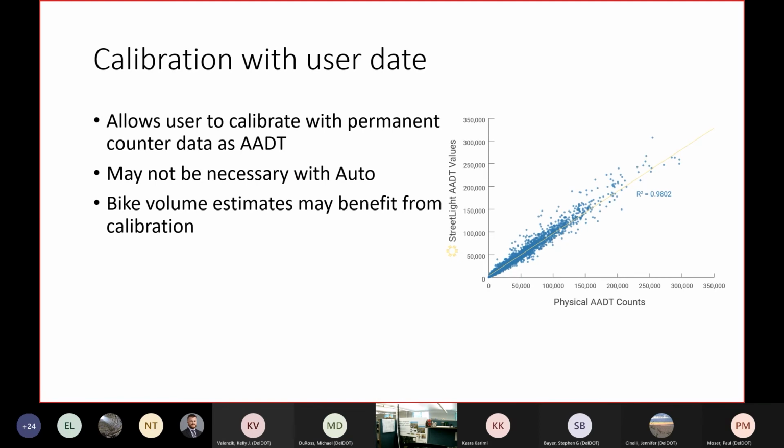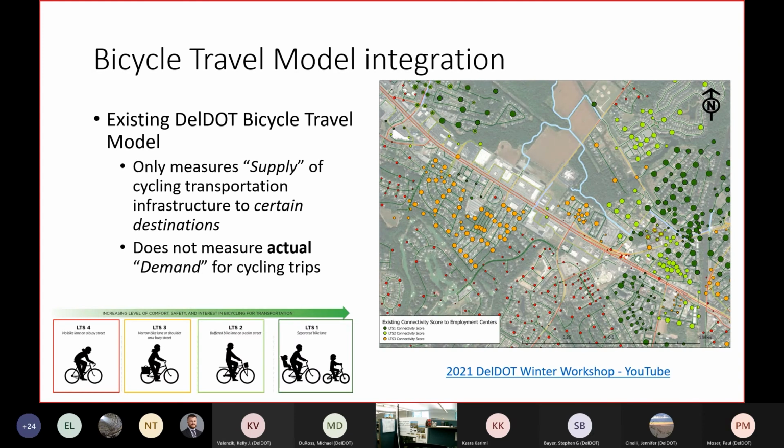Okay, so that's just interesting exploration of the data. The real thing we want to do is integrate this data into our existing bicycle travel model. As I said before, I gave a presentation explaining the bicycle travel model at the 2021 DelDOT Winter Workshop. Go ahead and watch it. You might have to skip through a little bit till you find me. I tried to find a timestamp, but I couldn't get one in time.